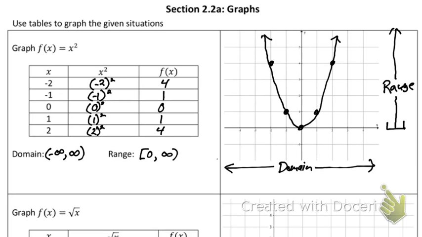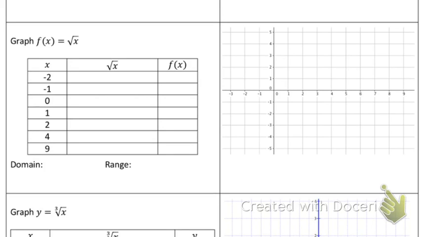My range starts at 0. Remember, our range are our y values. It starts at 0 and goes forever. That's how you read a graph looking for domain and range. Domain is left to right, x values. Range is lowest to highest in that order for y values. In fact, everything we use will be x values except for range. Range will always be y values. You should know that. All right, our next one is a square root.